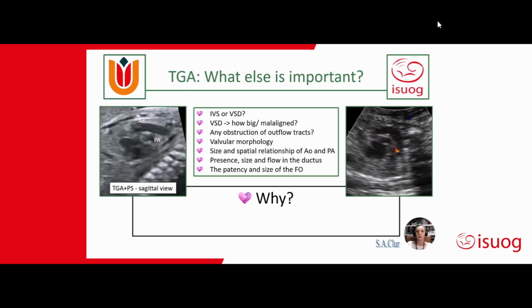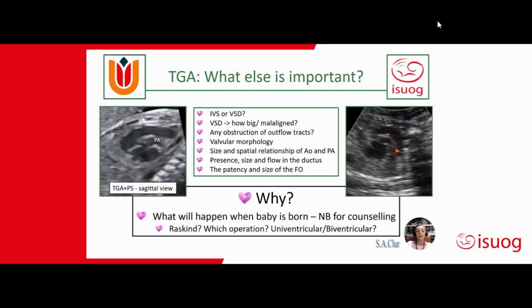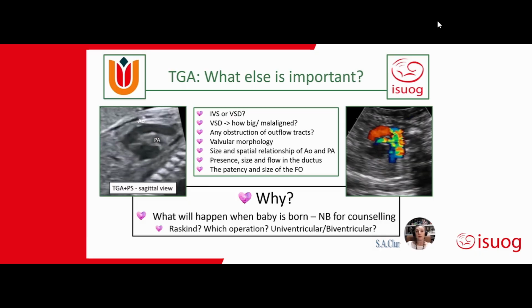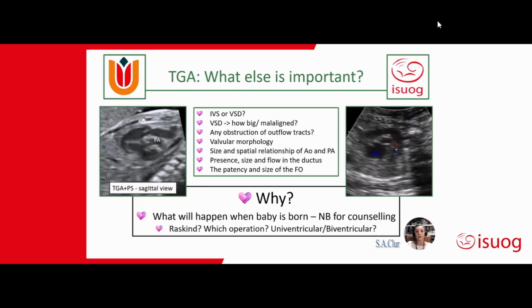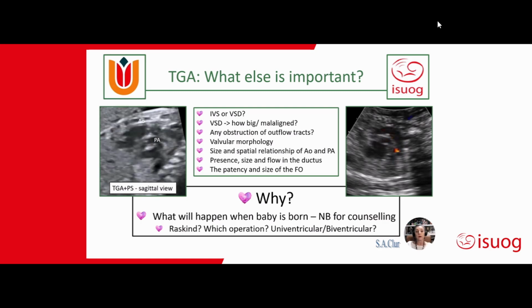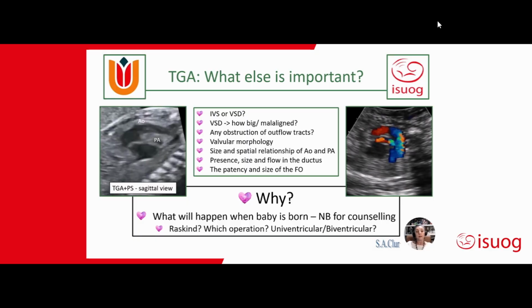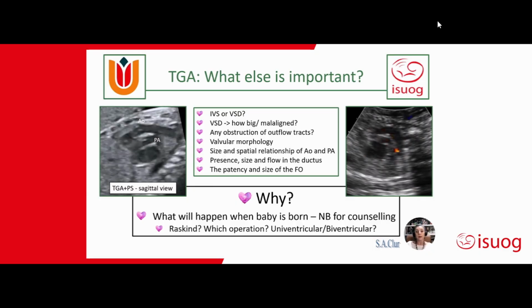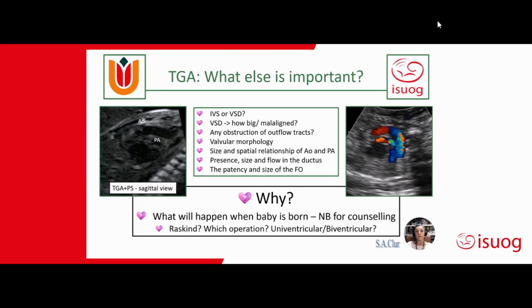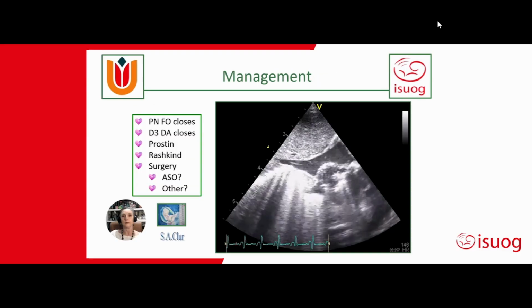Why is this important? It is important because it tells us what will happen when the baby is born, and this is extremely important for counseling and also for the planning of the perinatal management of the baby. We need to think about whether a Rashkind procedure will be required as an emergency after birth. We need to think about which operation the baby will have and if the baby can have a biventricular correction or if it will have to follow a univentricular path.